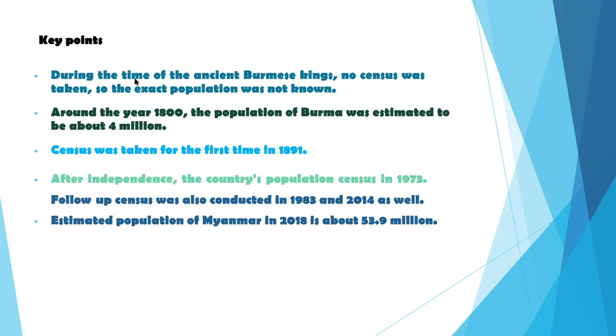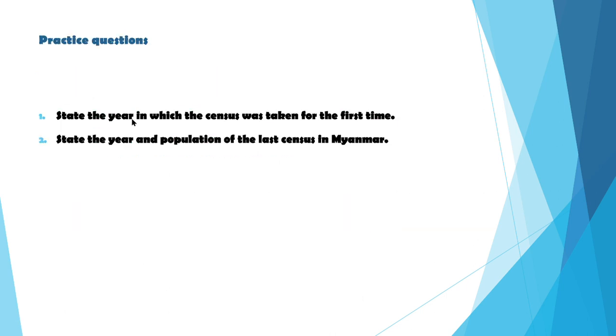So the key points. During the time of the ancient Burmese kings, no census was taken, so the exact population was not known. Around the year 1800, the population of Myanmar was estimated to be about 4 million. The census was taken for the first time in 1891, and after independence, the country's population census was in 1973. The census was also conducted in 1983 and 2014 as well. And the estimated population of Myanmar in 2018 is about 53.9 million.